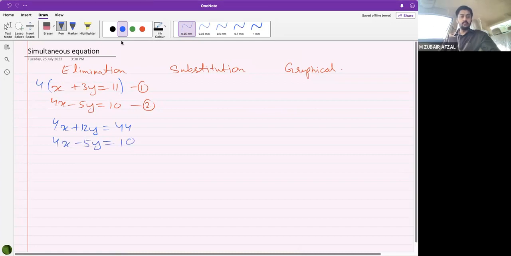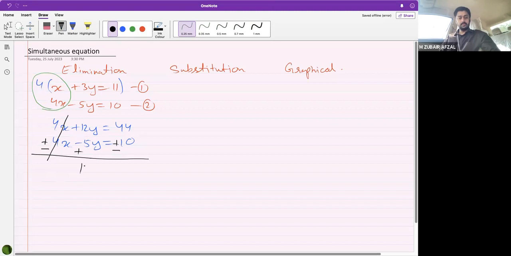Why did I do this? I wanted to have the coefficient of x the same. You can choose x or y to eliminate. Now I am subtracting these two equations. This was plus, it changes into minus. This was minus, it changes into plus. When I subtract these two, I am getting rid of x. So this is eliminating x.